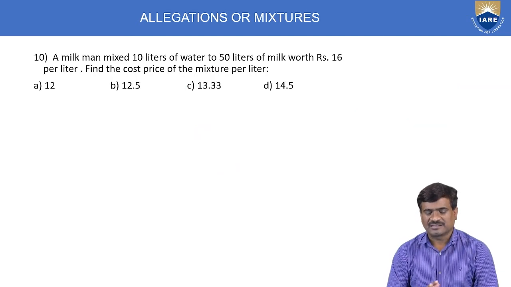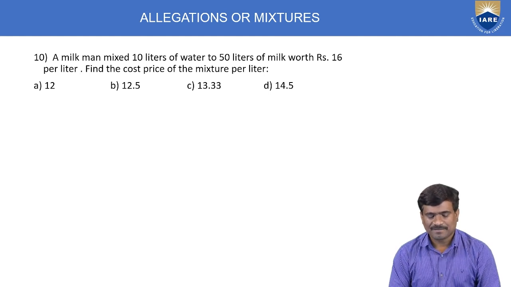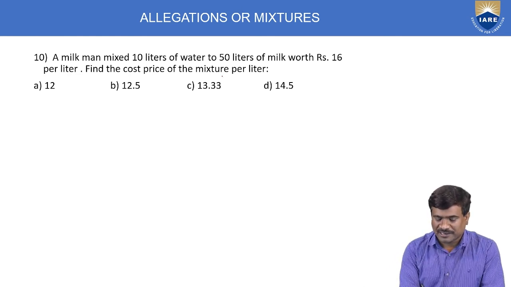Next, 10th example. A milkman mixed 10 liters of water to 50 liters of milk worth rupees 16 per liter. Find the cost price of the mixture per liter. A 12, B 12.25, C 13.33, D 14.5.